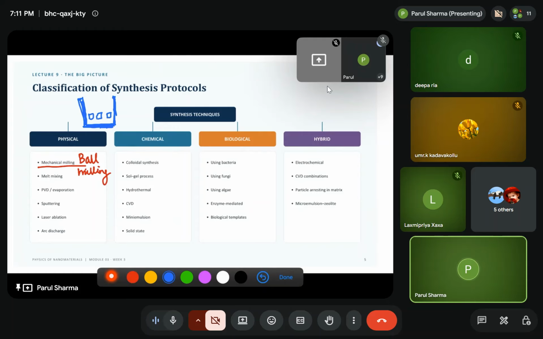The components, whatever nanostructure or bulk material we are placing, should not react with the material of the jar. Otherwise, if it reacts with the walls of the jar or chamber, impurities will come and change the desired properties of your nanostructure. So here, bulk material is placed in a steel or aluminium jar with hard milling balls, and then the chamber is rotated.